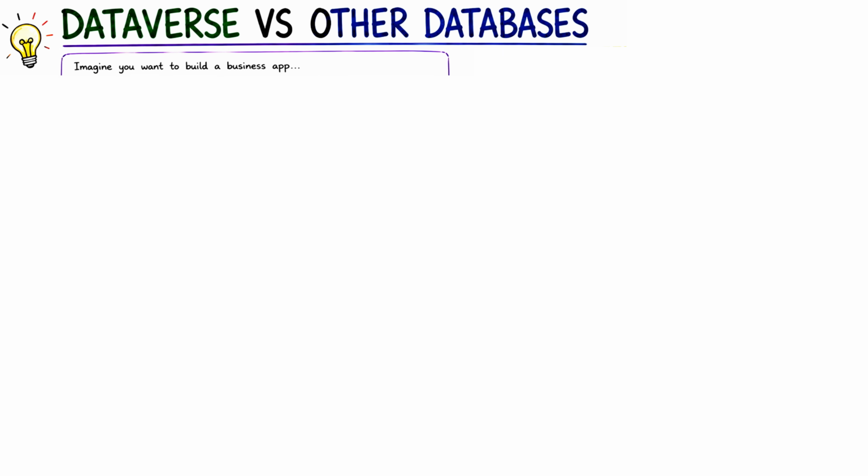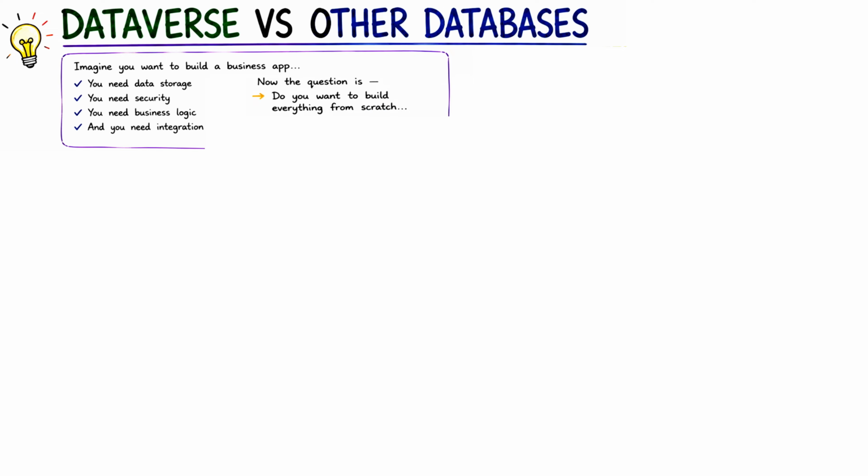Imagine you want to build a business application. You need data storage, you need security, you need business logic, and you need integration. Now the question is, do you want to build everything from scratch? Or do you want something already built for you? That's where the difference starts.